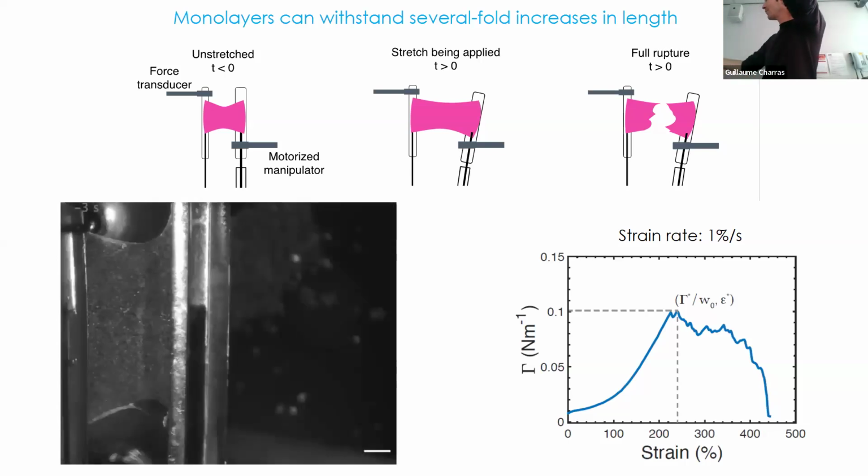The first thing that you can see from this is that the monolayers are extremely strong. You can more than triple their length before you get the first cracks. And the whole thing falls apart only once you've reached something like 5 times the initial length.